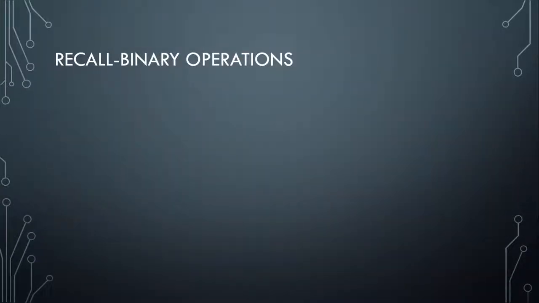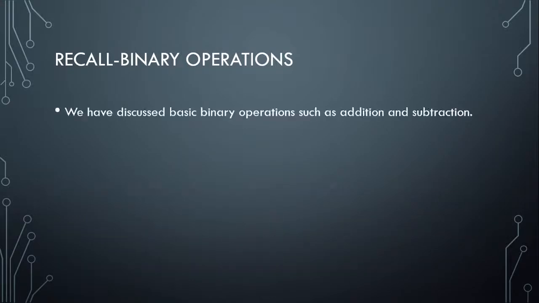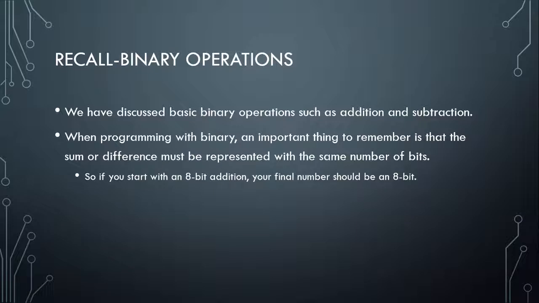All right, a little refresh on binary operations. We've discussed binary operations such as addition, subtraction. We also did a little bit of work with multiplication, division. Remember, the biggest thing with subtraction is that you've got to worry about one's complement or anything like that. But when we start dealing with programming with binary, an important thing to remember is that the sum or difference must be represented with the same number of bits. So if you start with 8-bit addition, your final number should be an 8-bit.